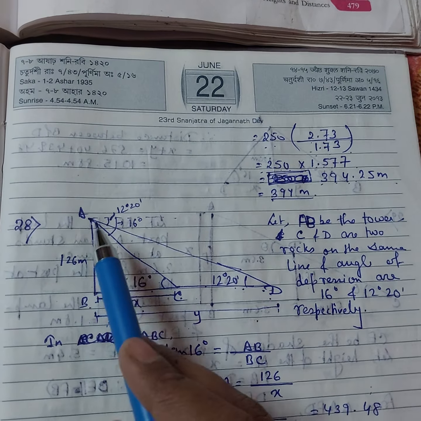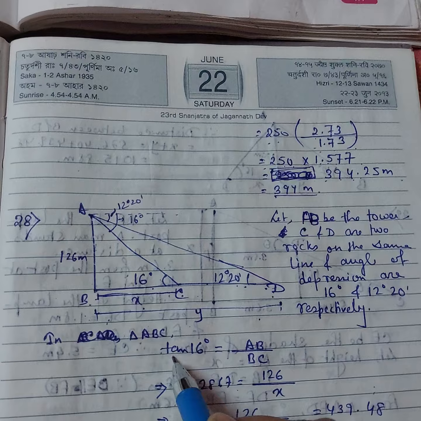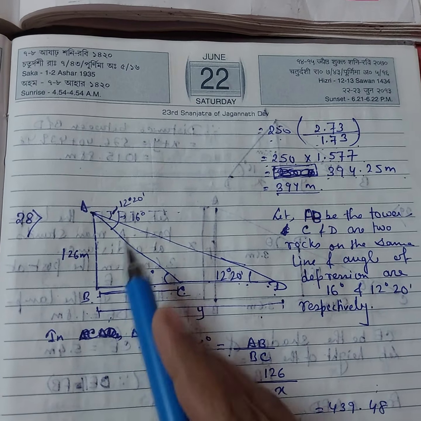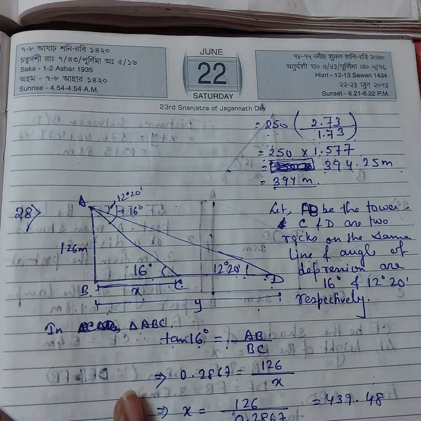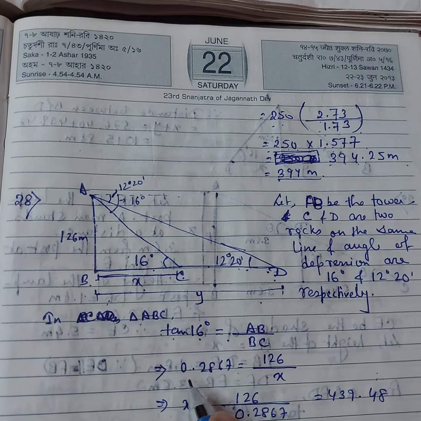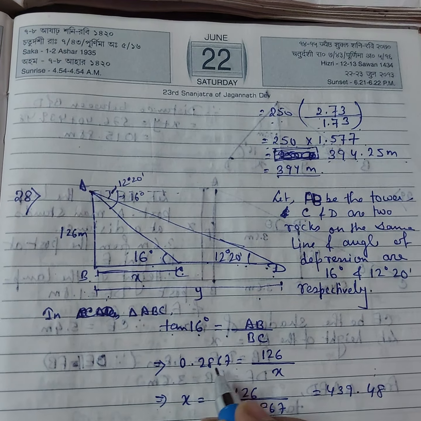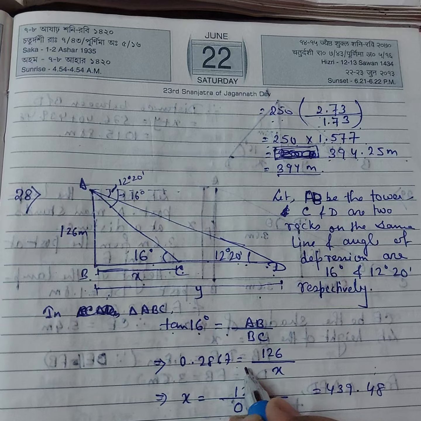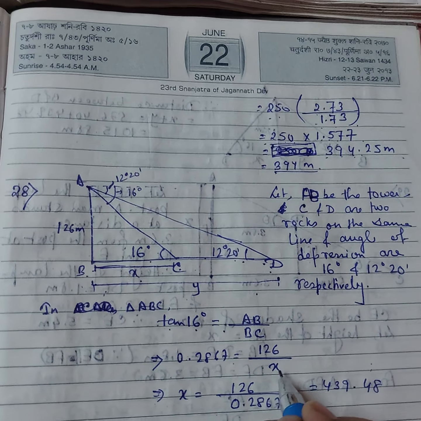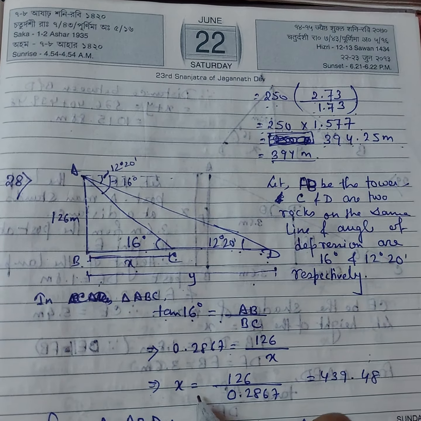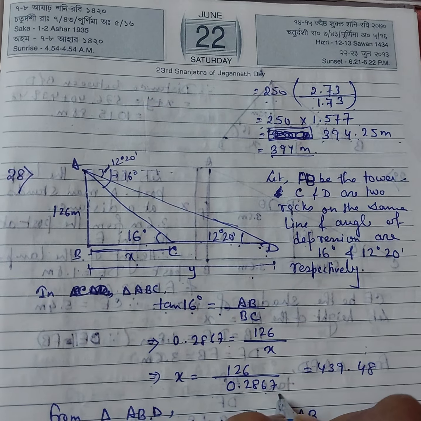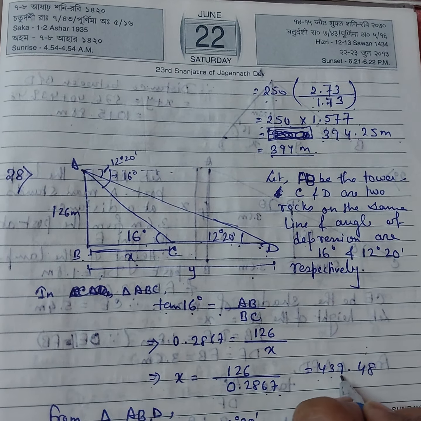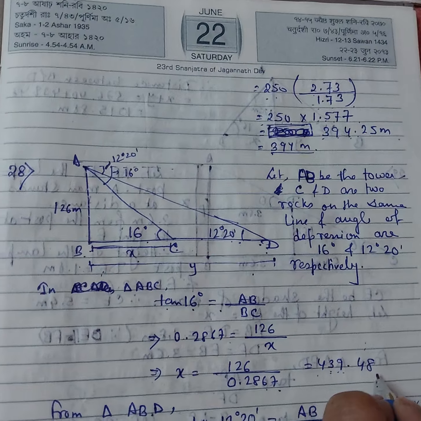Now from triangle ABC, tan 16 degree is equal to perpendicular by base, that is AB by BC. So tan 16 degree, that implies 0.2867 is equal to 126 by x. That implies x is equal to 126 by 0.2867, that is equal to 439.48. Okay.